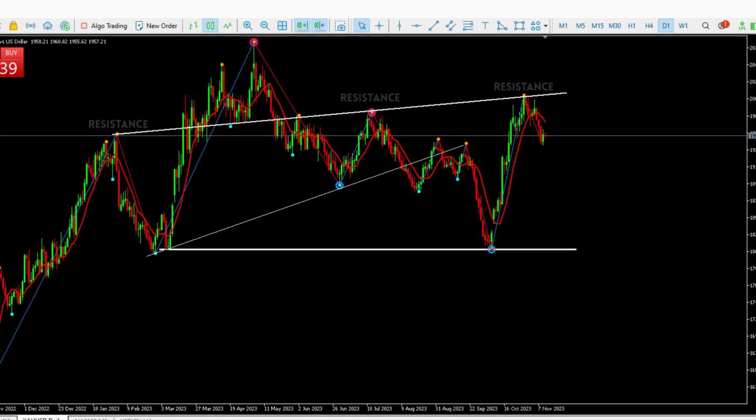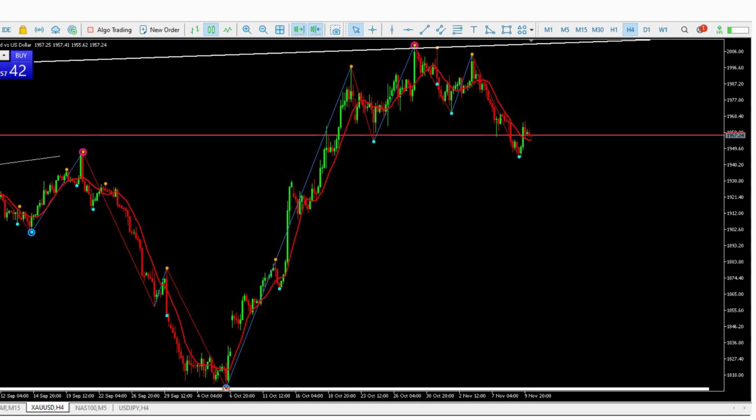Let's go on live charts. Gold, November 10th, 2023. We see third resistance zone in daily time frame. Let's explore an H4 time frame to confirm the resistance.